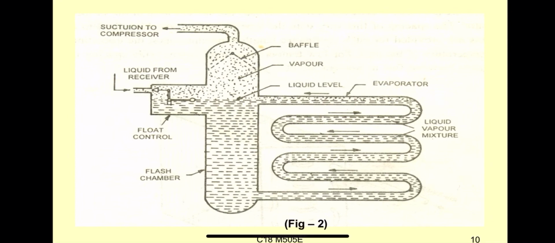Because the liquid refrigerant's temperature is low. As it extracts the heat from the space in the evaporator, the temperature increases. As the temperature increases, the state also changes, from liquid state to vapor state. So the liquid refrigerant is converted into vapor refrigerant, and the vapor refrigerant is sent to the compressor through the baffle. This is about the construction of a flooded tube evaporator.